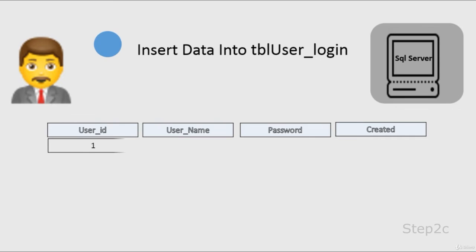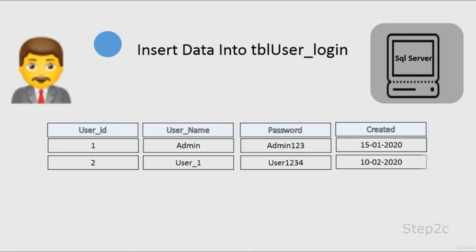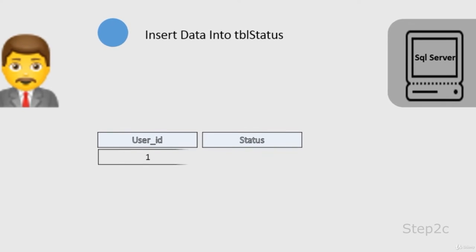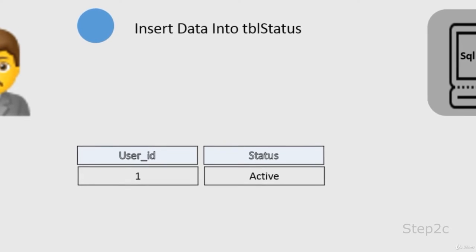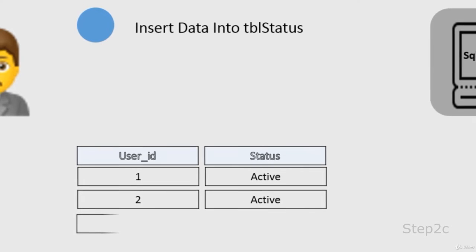Then insert data. Insert 3 rows into both tables, and I will give you the values. You could enter any value. Make sure that user ID is 1, 2, 3, and you could give any value. So insert 3 rows into table user login. I am going to enter admin, user1 and user2 as the username for these 3 rows, and some random value in the password and created. Similarly, enter 3 values into table status and make sure that user ID is 1, 2, 3 and status is either active or inactive.